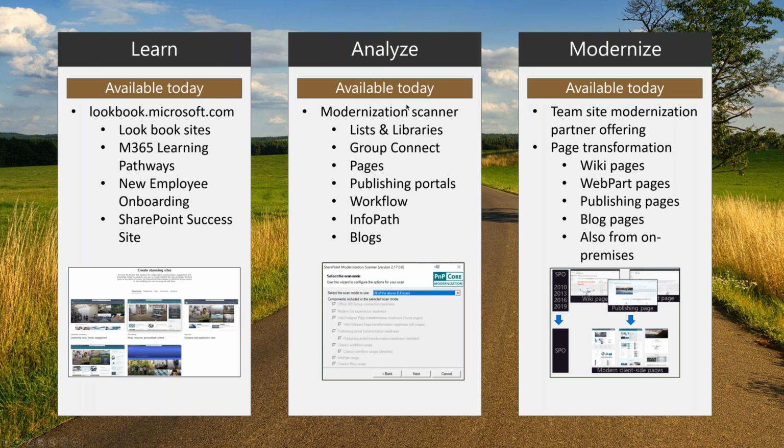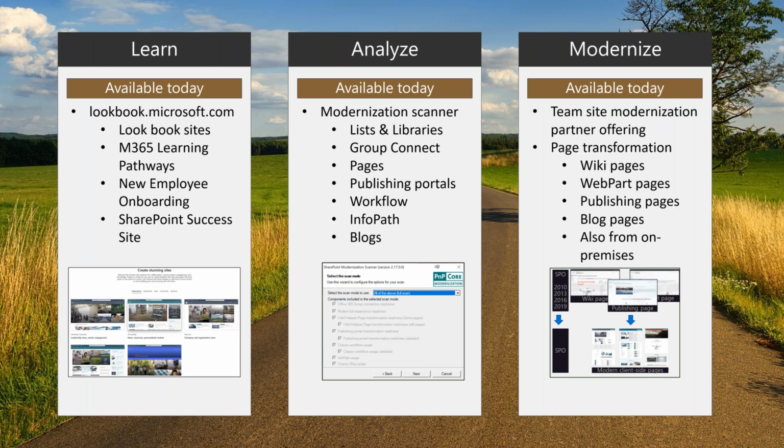Then moving to the second pillar, which is around analyzing. Let's imagine you did the learning about modern SharePoint and you are convinced that it provides value for your organization. Now you want to start the journey and modernize your classic SharePoint content. Where is my classic SharePoint content? How much do I have? How much work do I have? How do I quantify my modernization work?